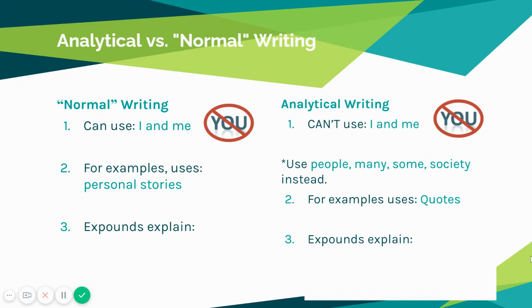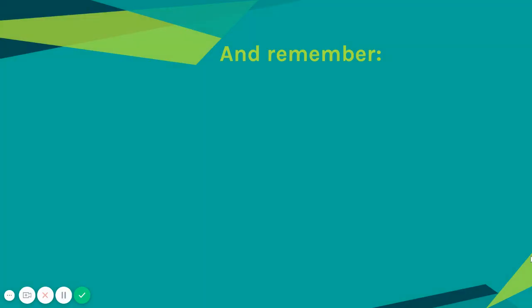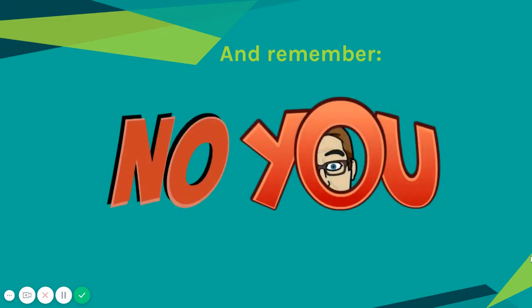Okay. Now, for your expounds and explains, in normal writing your expound explains why the topic is personally important to the writer, versus analytical writing, why the topic is relevant to the reader and important for him or her to notice. Okay. So normal writing is why it's important to me as the writer. The analytical writing is why it's important to the rest of the world. Okay. But remember, please remember, in none of your writing should I see you.